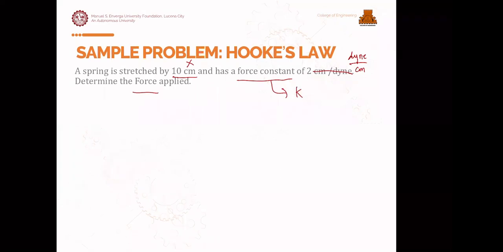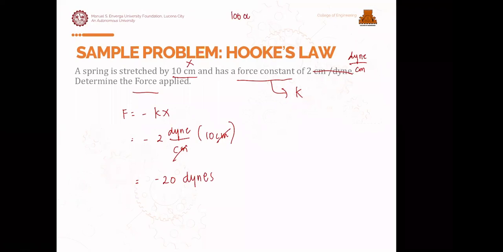Okay? So, F is equal to negative kx. We need to substitute. Our k is negative 2 dyne per centimeter, then 10 centimeters. Centimeters cancel out, so we have negative 20 dynes. What does dynes mean? 100,000 dynes equals 1 Newton.